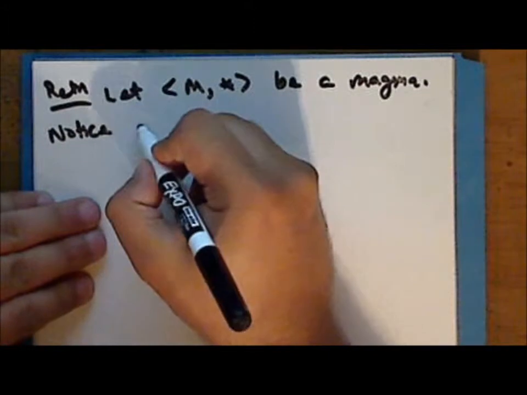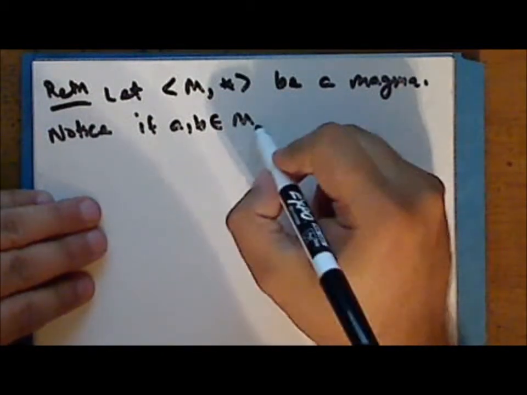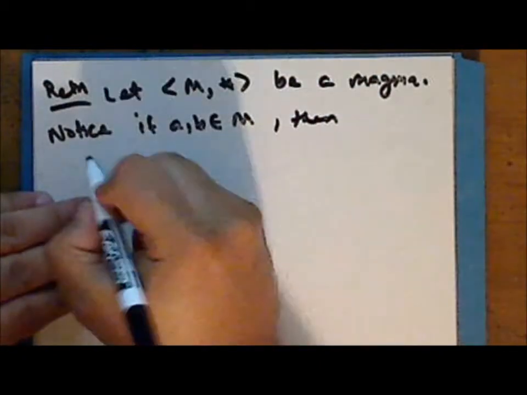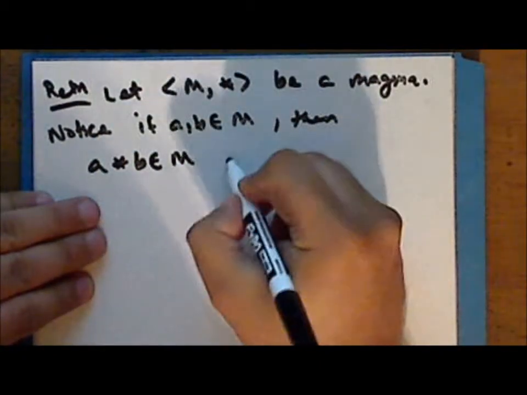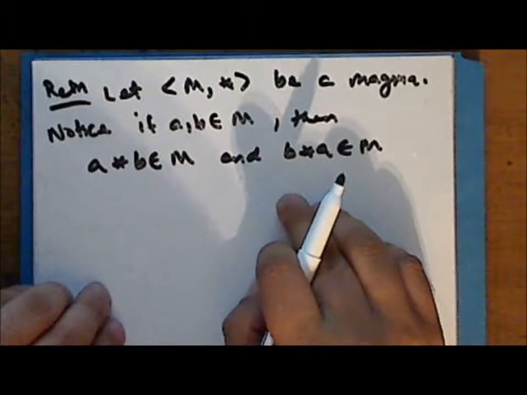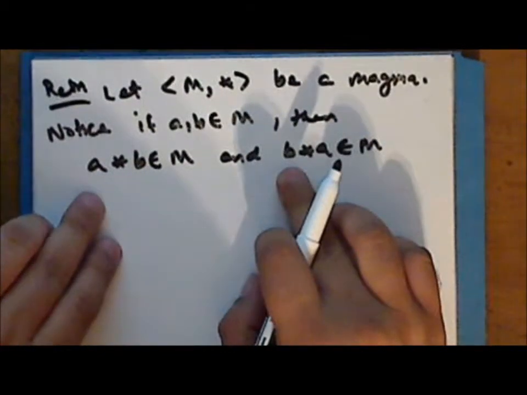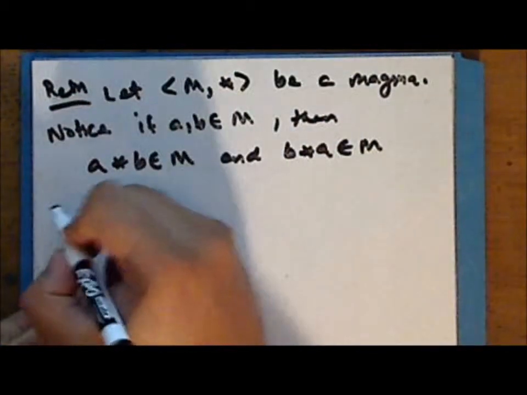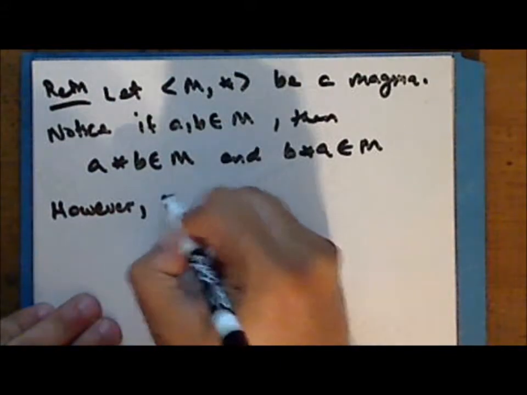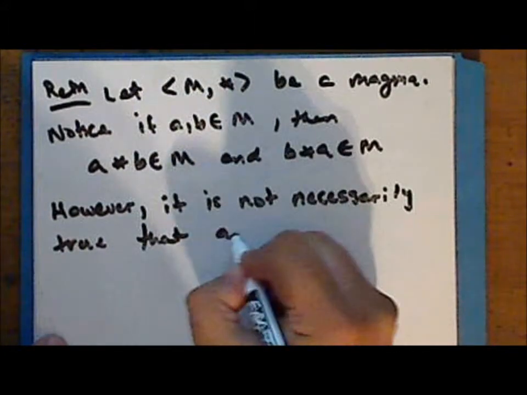Notice that if A and B are any two elements, not necessarily distinct, in the set M, then A star B is an element in the set M, and B star A is an element in the set M. Since the set is closed under the binary operation star, when we perform the operation with the elements A and B, in whichever order, that produces an element which is once again in the set M. However, it is not necessarily true that A star B is the same element as B star A.